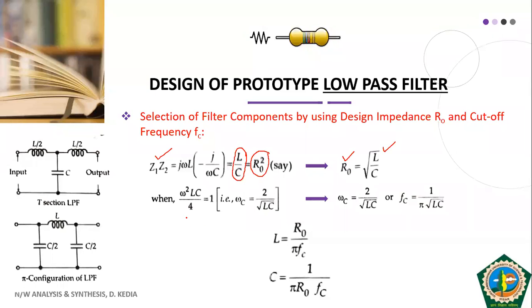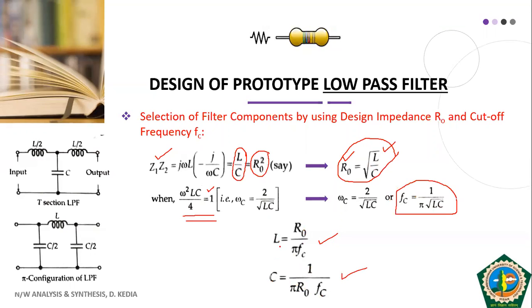Another thing we had seen regarding your cutoff frequency, for cutoff frequency, omega square LC by 4 was 1. So if you solve it, what do we get? The cutoff frequency FC is equal to 1 by pi under the root LC. Okay, so if you use these two, R naught is equal to under the root L by C and FC, you will get this. L is equal to R naught by pi FC and C is equal to 1 by pi R naught FC. You can multiply these two and you will get this.